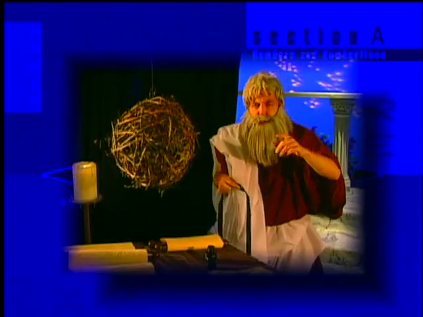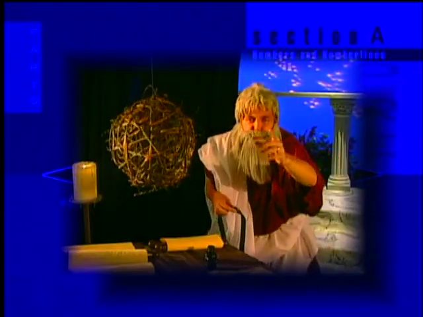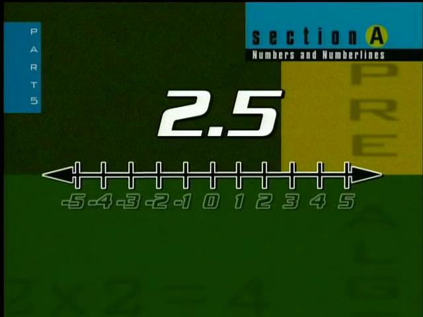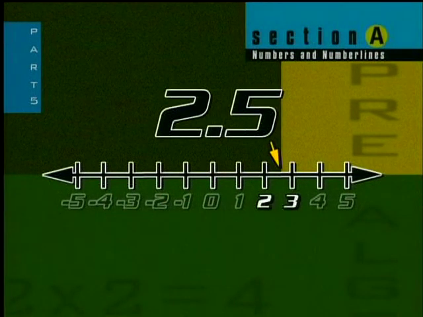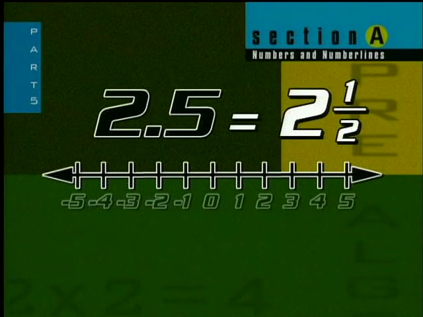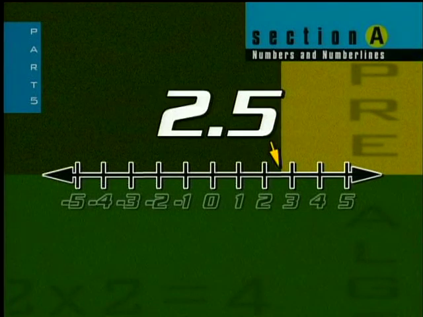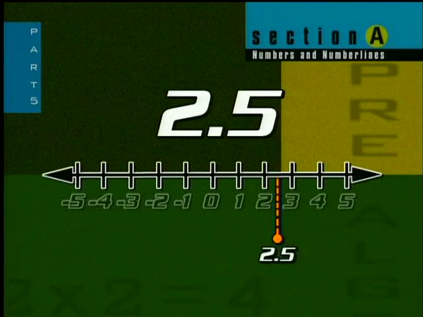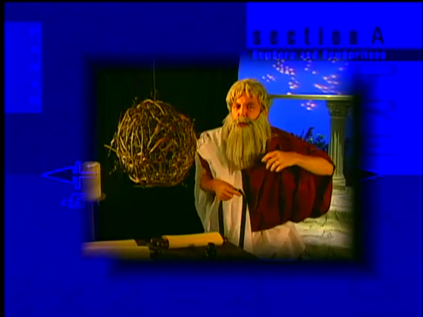How about a number like 2.5? We know that 2.5 is midway between the whole numbers 2 and 3 because it just means 2.5. So this is where it goes on the number line, right smack dab in the middle between 2 and 3. Make sense? How about a negative number?